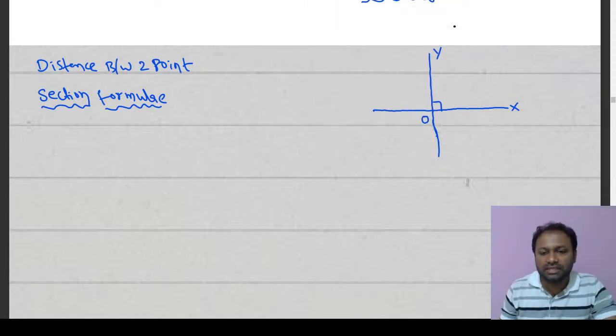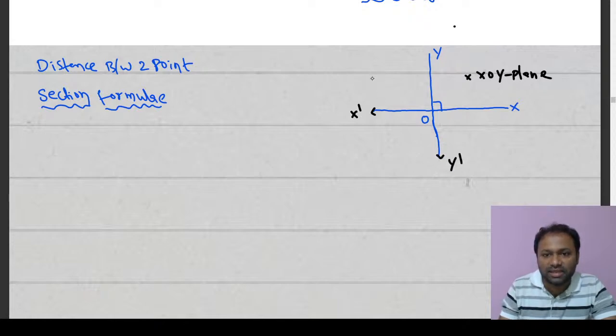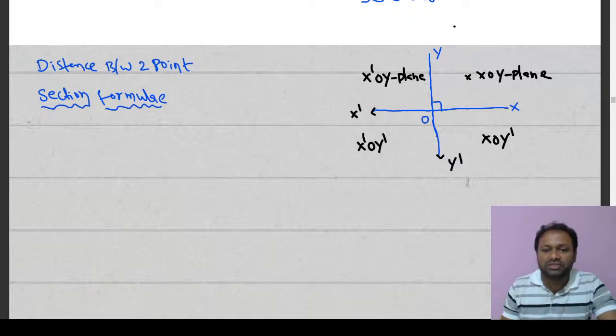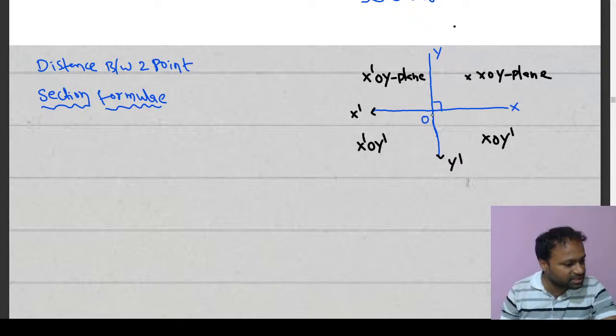Okay, so in this we will take this as XOY plane. And if I consider this as x dash, and if I consider this as y dash, then this will be x dash OY plane. And this one is also x dash O y dash plane, and this one is XO y dash plane. So the coordinate axis divides.